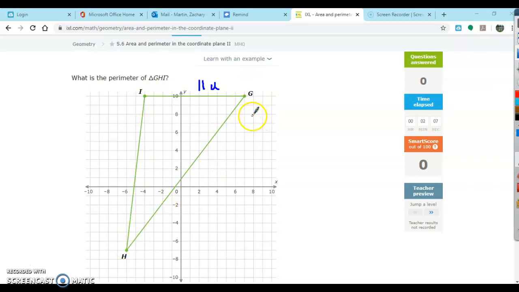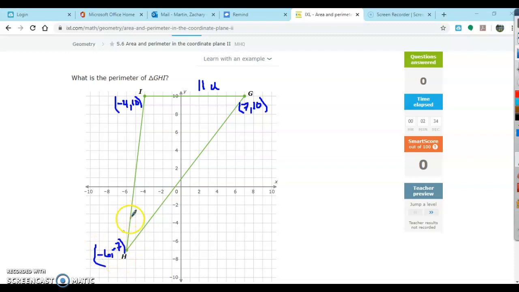So it might be helpful to write down the coordinates of each point. G is located at 7, 10. I is located at -4, 10. And point H is located at -6, -7.